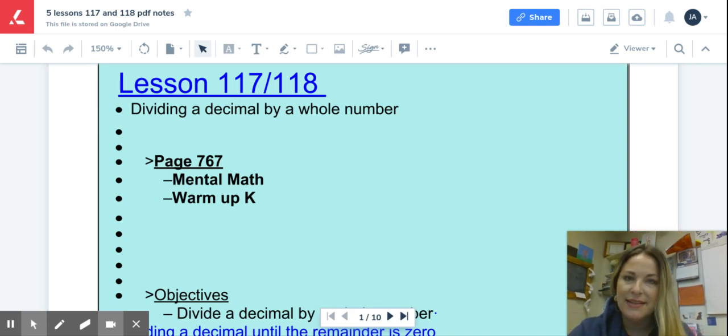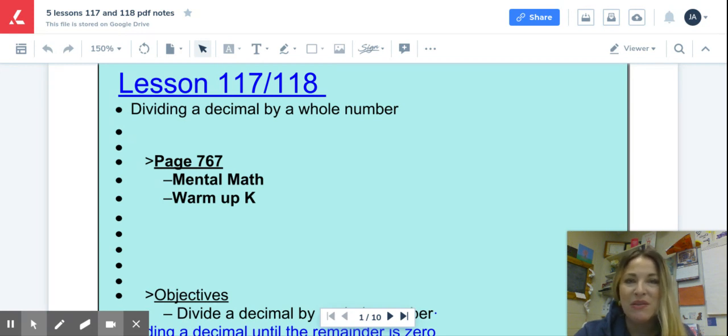Hey everyone, today's lessons are 117 and 118. They talk about dividing a decimal by a whole number. It's not often that I combine two lessons into one, but it made sense to do that today. The specific topic for lesson 118 is something I covered a couple of days ago when we talked about multiplying by a power of 10 and shifting your decimal. Lesson 118 is doing that with dividing.